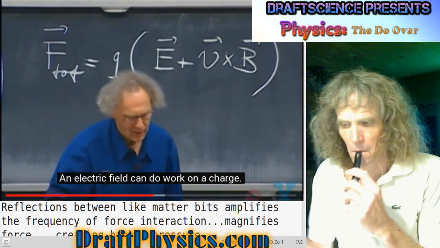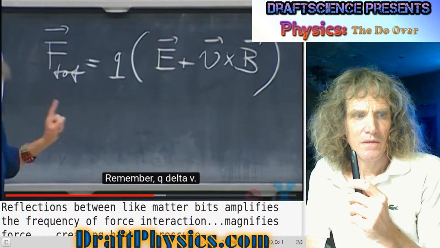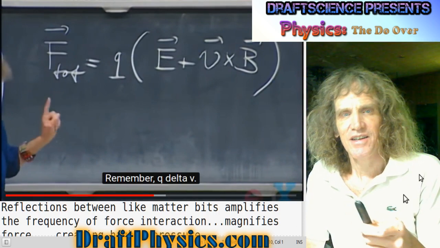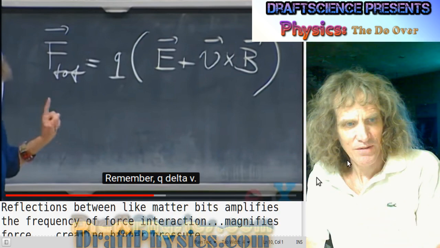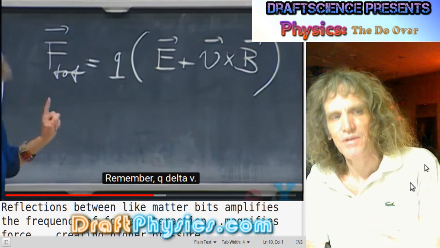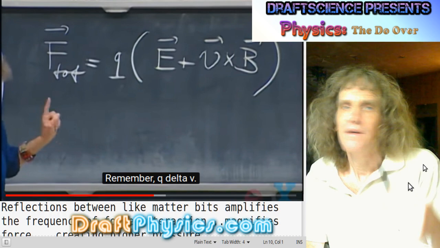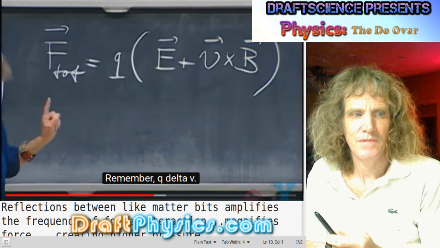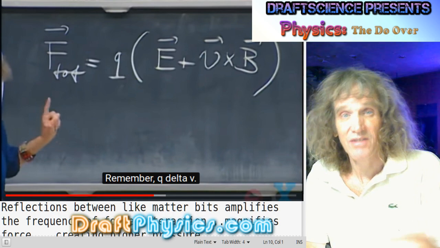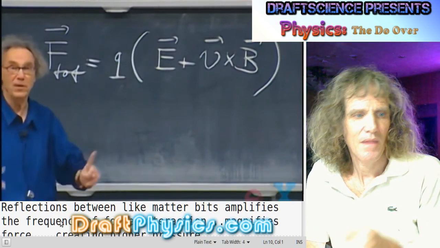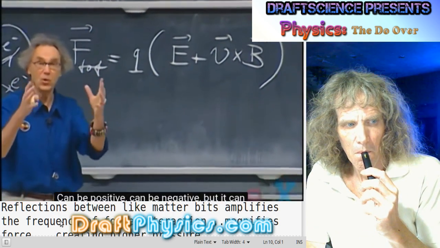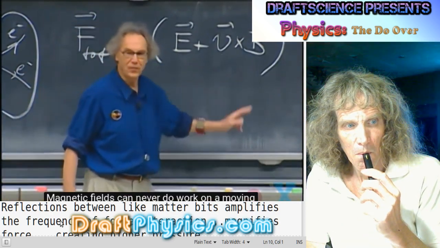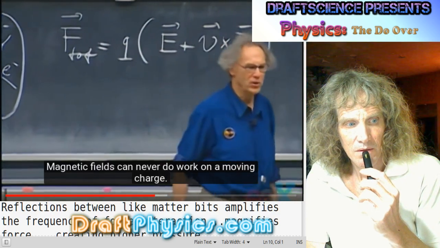An electric field can do work on a charge. So just understand they have two fields now, the electric field and the magnetic field. It's all the same field. It's all the same force. So these are really unnecessary distinctions. Remember, Q delta V. It can be positive, it can be negative, but it can do work. It can change the kinetic energy of the charge. Magnetic fields can never do work on a moving charge.